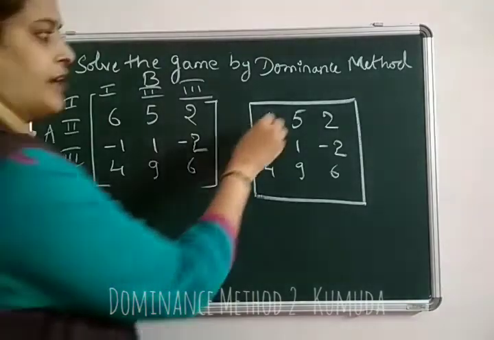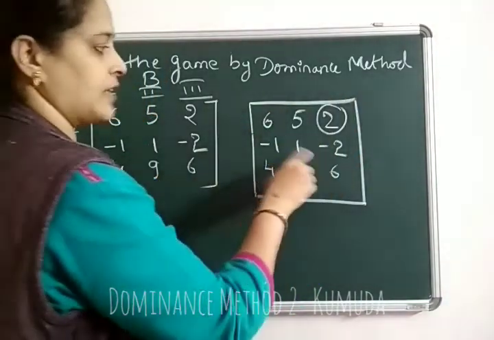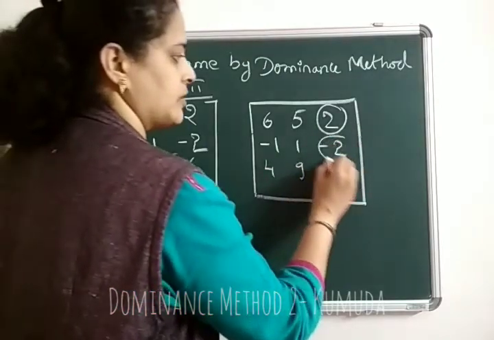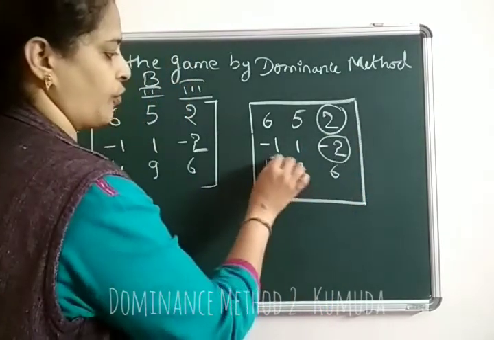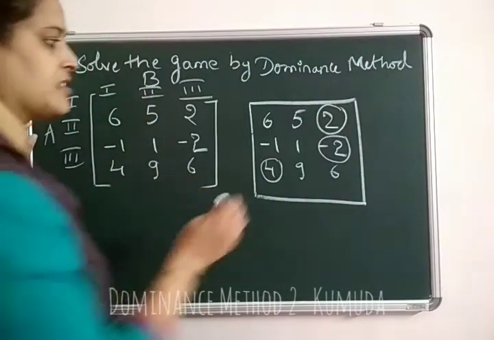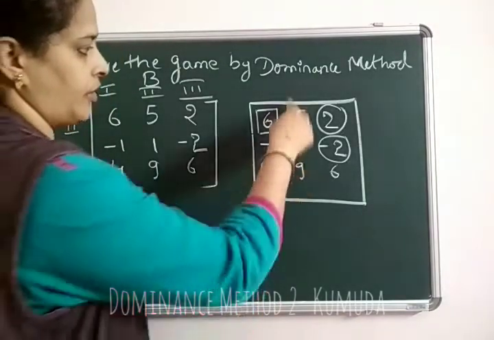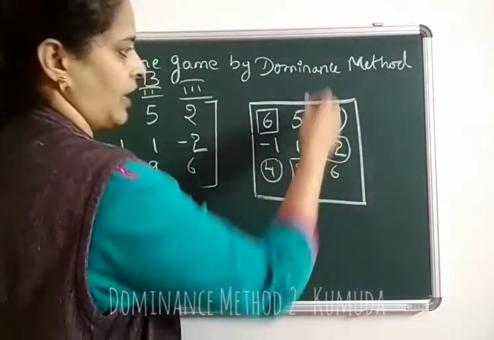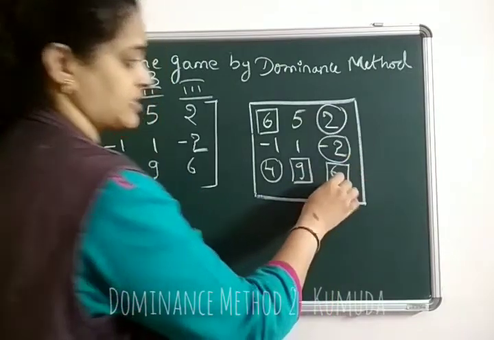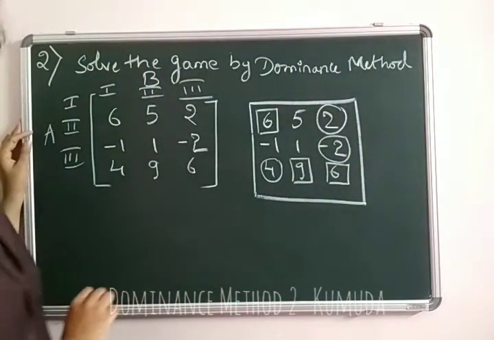Now in every row try to find the least. In this the least is 2, so circle it. In this case minus 1 and minus 2 is the least, and we have 4 to be the least. Now according to the column we are supposed to find the highest number. According to this is the highest number, block it with a rectangle. According to this 9 is the highest, and in this column 6 is the highest. Here we can clearly see that there is no circle or rectangle coming in the same position.